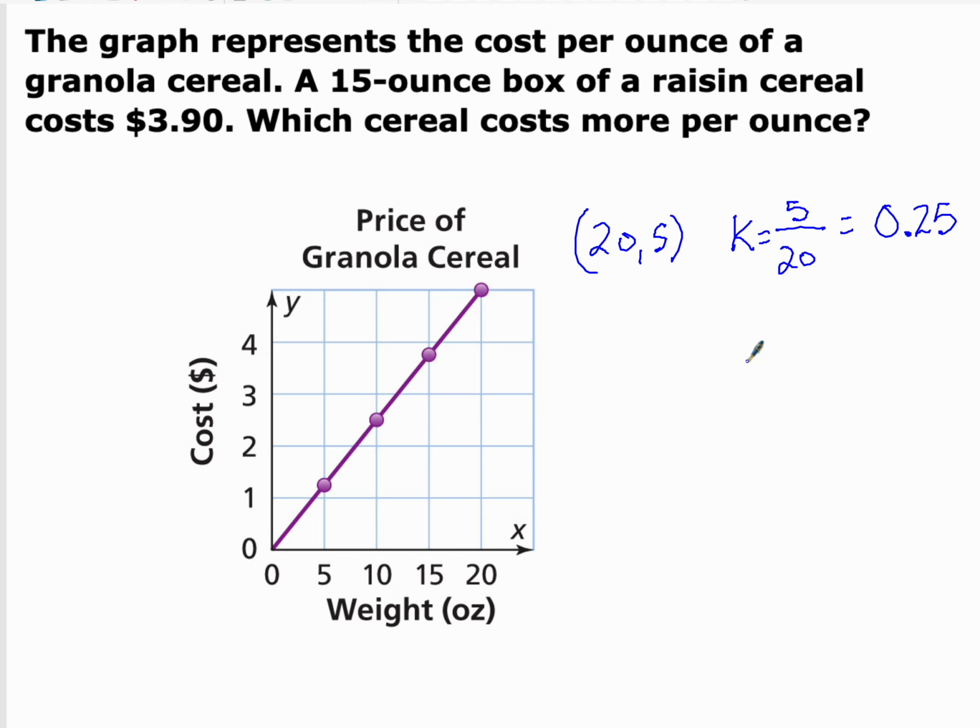Now, I want to find my k value for a 15-ounce box of raisin cereal. It's 3.9 divided by 15. Oops, I don't know why I wrote 3.5. 3.9 divided by 15 is 0.26. So k equals 0.26. Okay? So which one is more expensive? The raisin cereal is more expensive than the granola cereal.